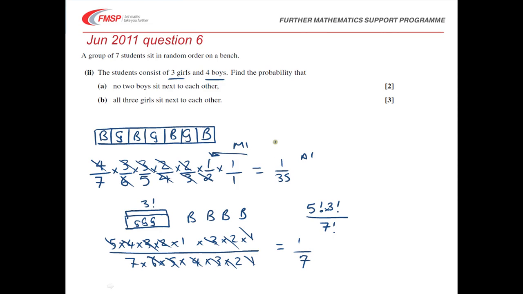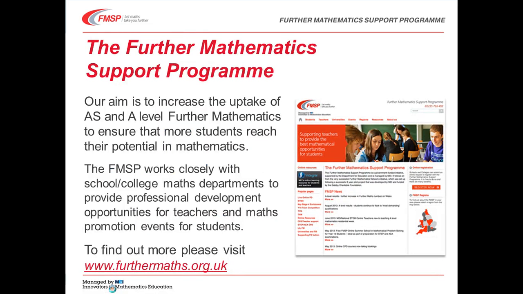So for this, you're going to get 1 mark for finding the fact that we're dealing with 5 factorial, if you do it this way. There are other ways. You then get your 2nd mark for multiplying it by 3 factorial because of how the girls themselves can permute. Then dividing it by 7 factorial and getting 1/7 will give you the final answer.